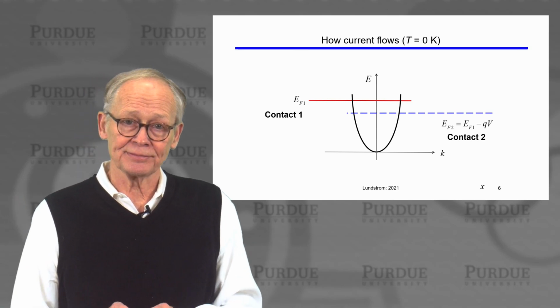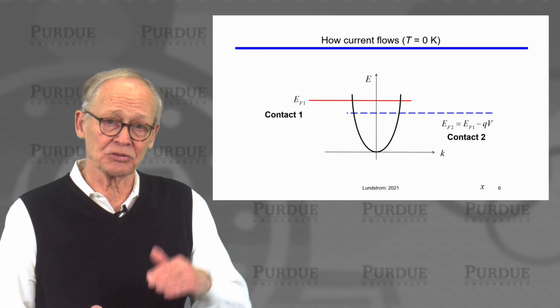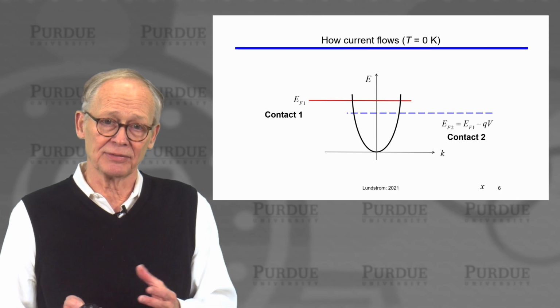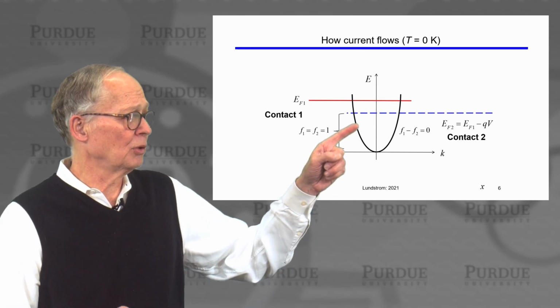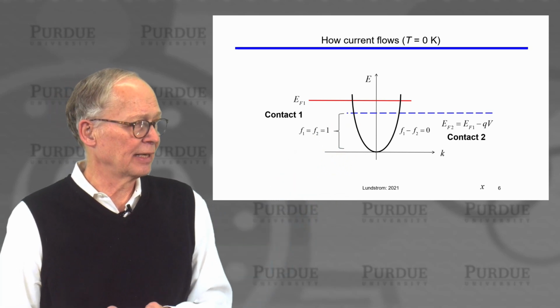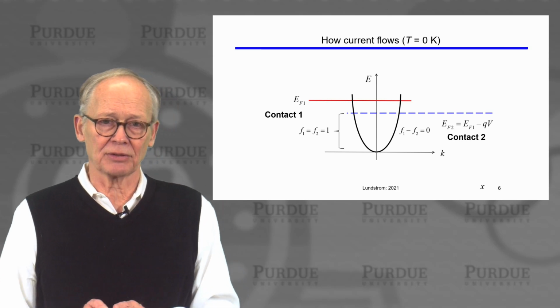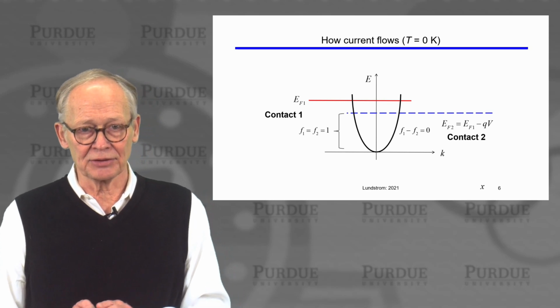Current will flow. It's easiest to understand how current will flow at 0K, where all states below the Fermi level should be filled and all states above the Fermi level should be empty. So if we look below the Fermi level of contact 2, that's below the Fermi level of both contacts, so all of those states are filled. F1 minus F2 is 0. It contributes nothing to current flow.